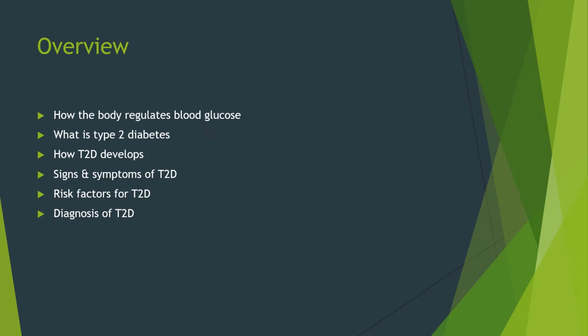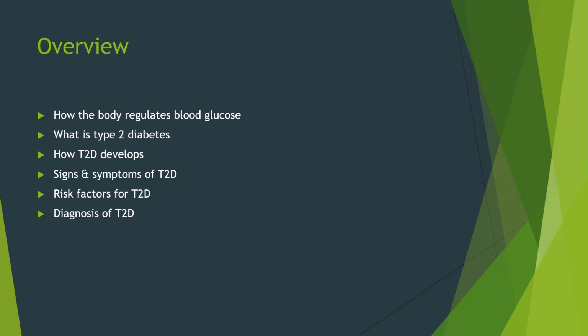But in this video, we're going to discuss how type 2 diabetes develops and what we think is really going on. In order to do that, we first have to discuss how the body regulates our blood glucose levels. Moving on, we'll talk about what is type 2 diabetes, what do we see in people who have type 2 diabetes. Then we'll discuss how type 2 diabetes develops. This is called the twin cycle hypothesis. This is the predominant theory on how type 2 diabetes develops over time.